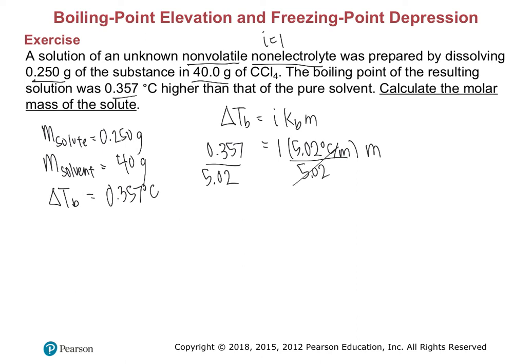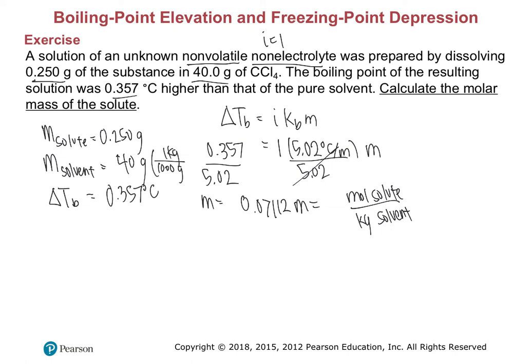And I get my molality is equal to, let's find out, 0.357 divided by 5.02. My molality is 0.07112 molal. And that's equal to moles of solute, which we don't know, divided by kilograms of solvent. But I know grams of solvent, so I'm going to convert that into kilograms by dividing by 1,000. So I have 0.04 kilograms of carbon tetrachloride, and I don't know my moles of solute.